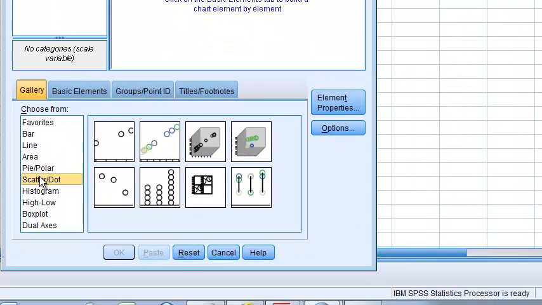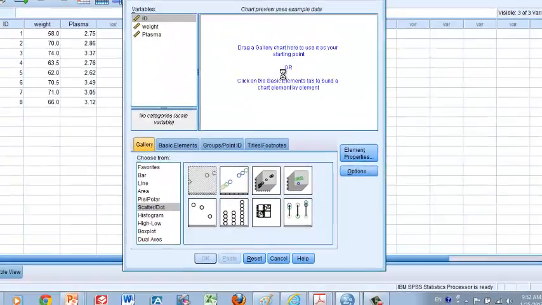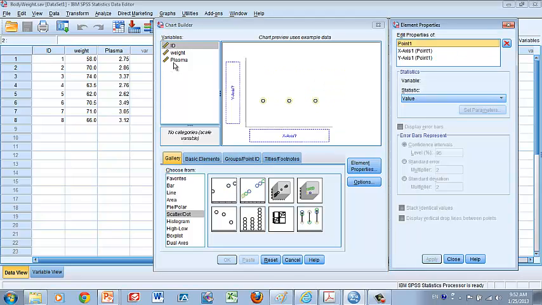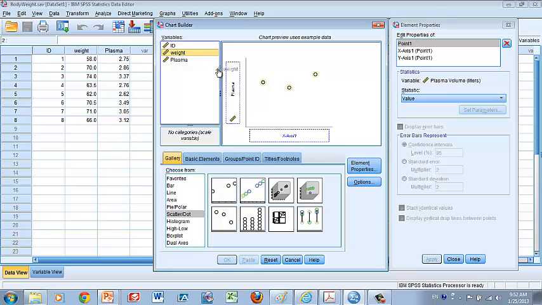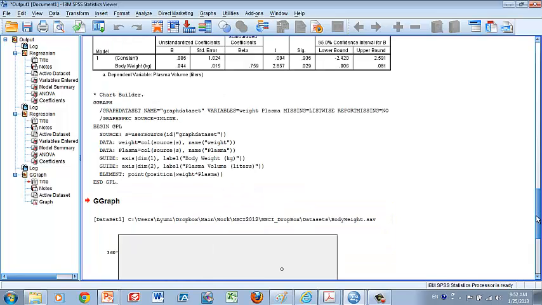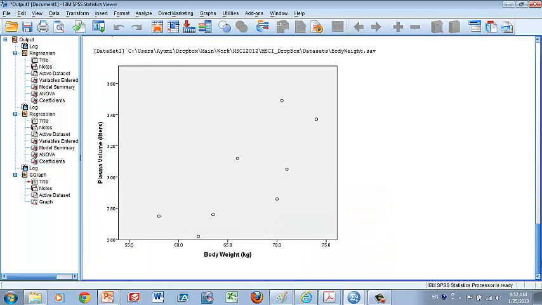So you click scatter plots, and we don't have a grouping variable, so just grab this one and put it in here. Right? And plasma volume, put it in the y-axis, and weight, you put it in the x-axis. And then you just click OK. So that's how you do scatter plots. And it doesn't give you a regression line yet.